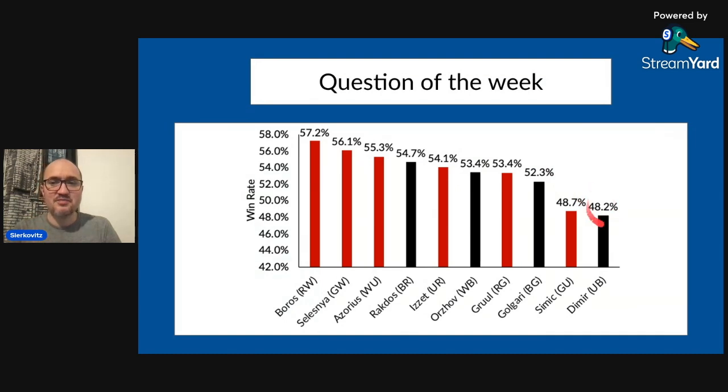Now, Dimir is pretty poor at 48.2. That's for 17 lands. That's a really, really, really bad result.